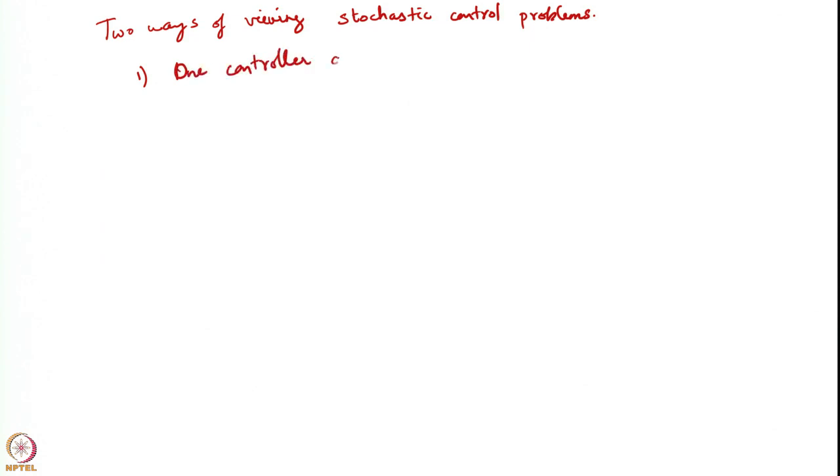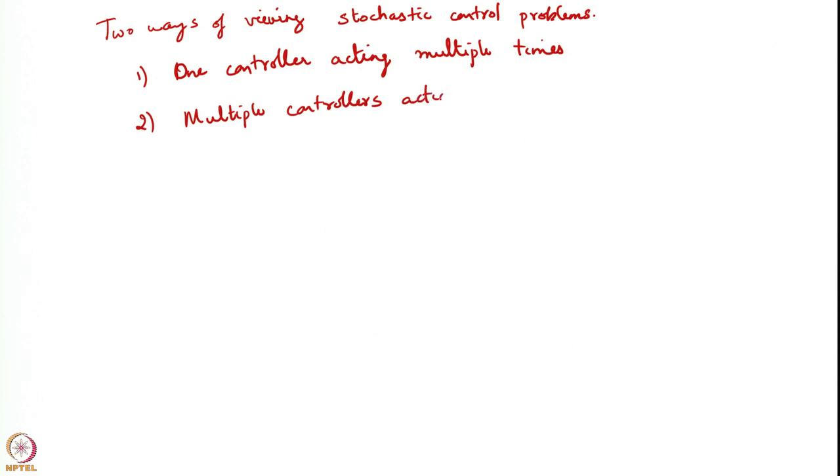So, two views or two ways of viewing stochastic control problems. One controller acting multiple times, multiple controllers acting at separate time instances.